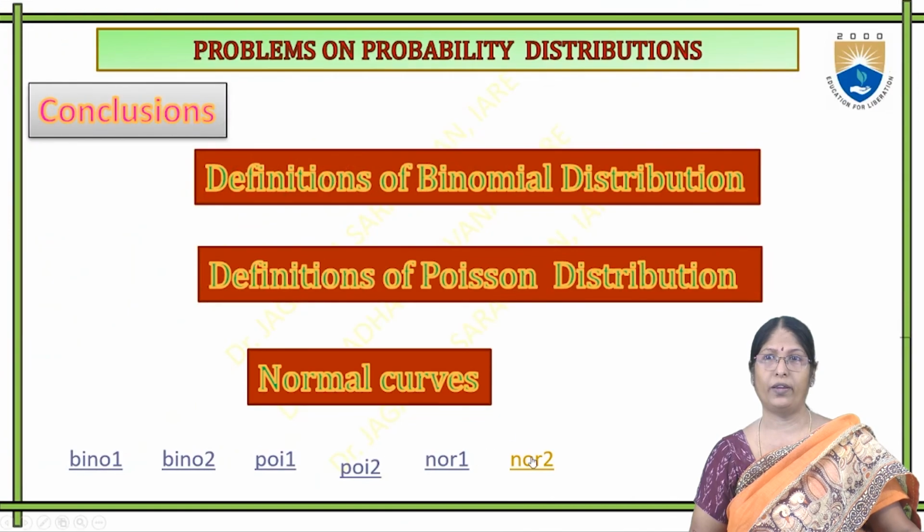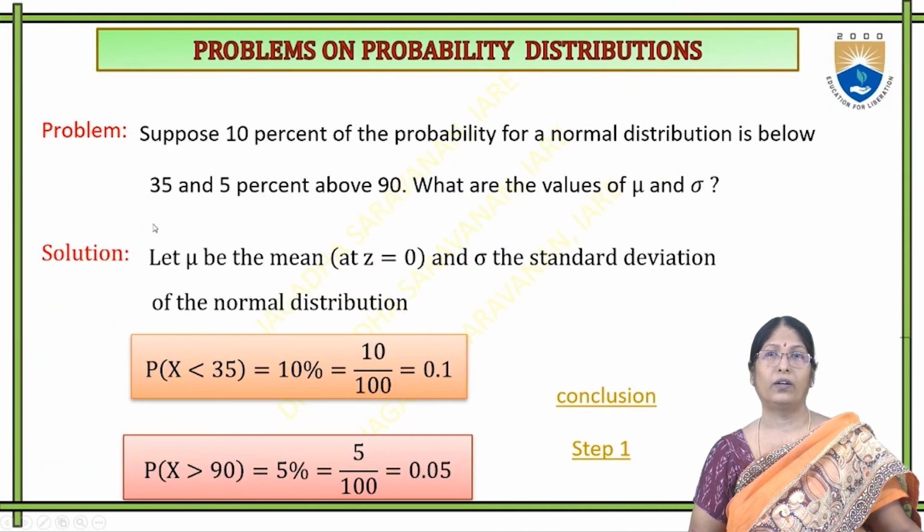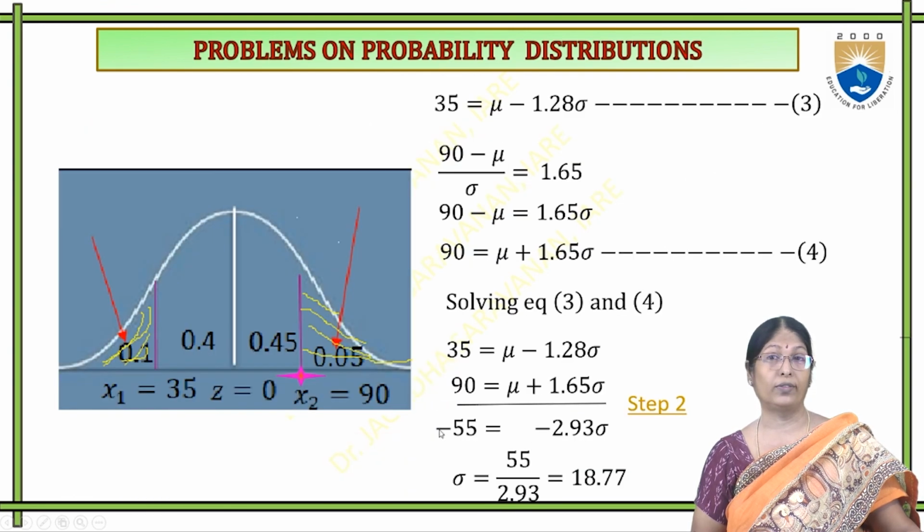So the next one is when mu and sigma are not given, we have to find how to move on. So the given conditions are filled. We found x is less than 35, 0.1, x is greater than 90, 0.05. For this is the result. We obtained the graphical representation.